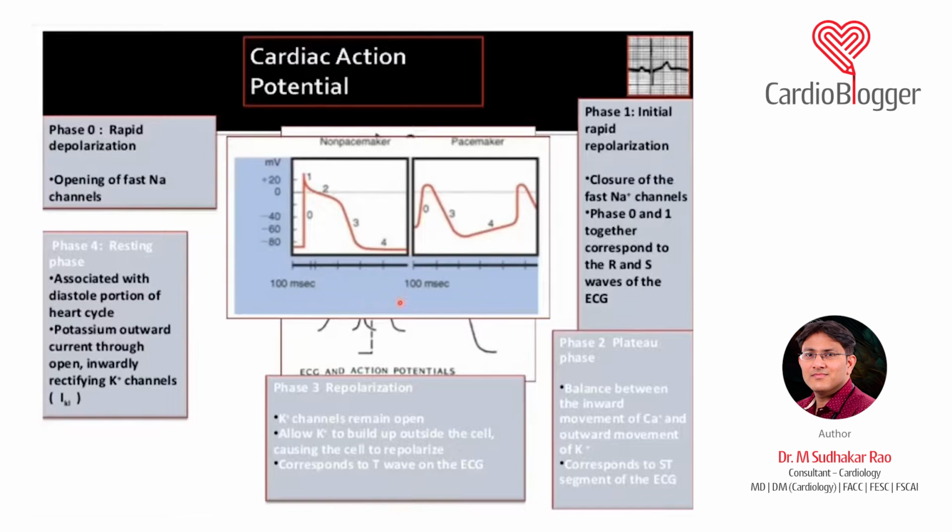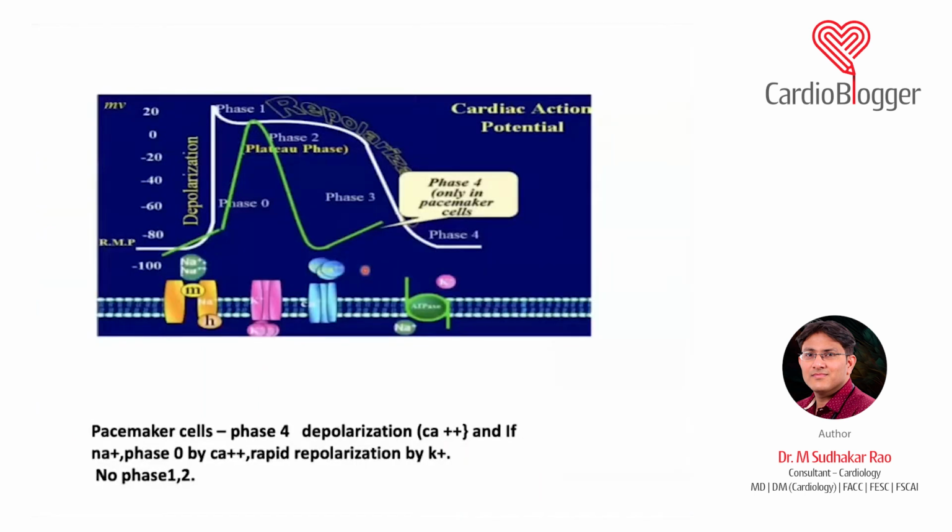And finally, we have the resting phase, which is associated with the diastolic portion of the heart cycle, and it is the potassium outward current through the open inwardly rectifying potassium channel. So phase 4 is formed by the inwardly rectifying potassium channel. These are the various phases of the action potential. Now comparing the ventricular myocyte to the pacemaker cells, phase 0 is formed by calcium influx, phase 3 by potassium efflux, there is no phase 1 and phase 2, and phase 4 depolarization is due to the calcium ion. So these are the importance of the various phases.